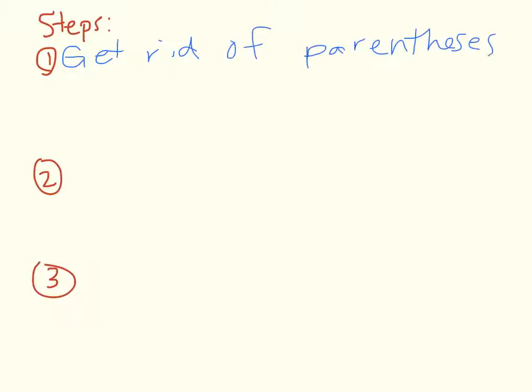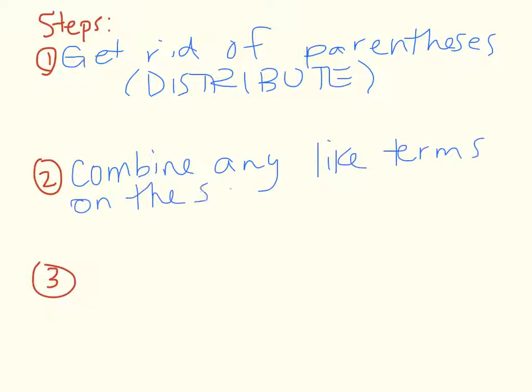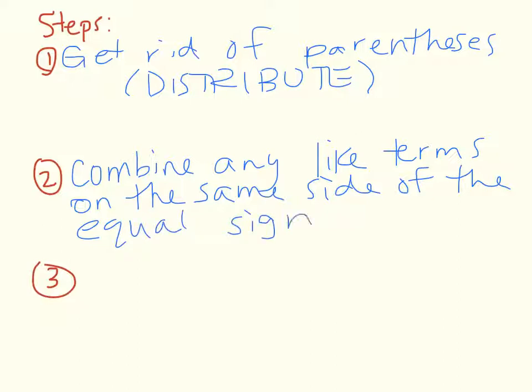Our steps to solving these types of equations: the first thing we're going to do is get rid of parentheses. And again, how do we get rid of those parentheses? We distribute. And then after we get rid of those parentheses, we are going to combine any like terms on the same side of the equal sign. That includes any constants on the same side and any variables on the same side. Go ahead and combine them.